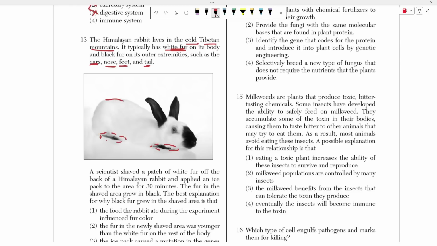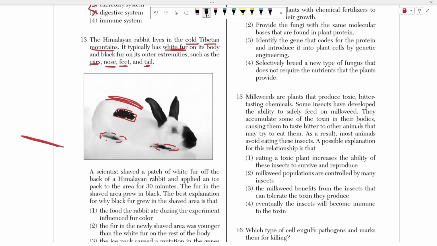This top of the rabbit isn't really going to come into contact with cold, but its feet that are always going to be on the snow surface are going to come in contact with the cold, and because they come in contact with the cold, they're going to change color, right? They're going to grow in black, and this exact same concept is applied in this experiment, right? An ice pack was applied to a shaved area for 30 minutes. So because the skin was stimulated by a cold environment, the patch of fur that grew back was black.